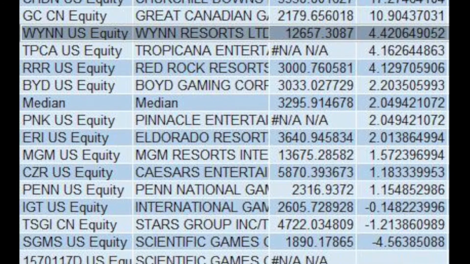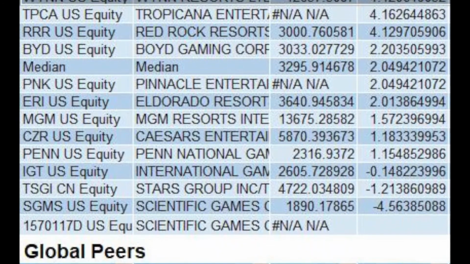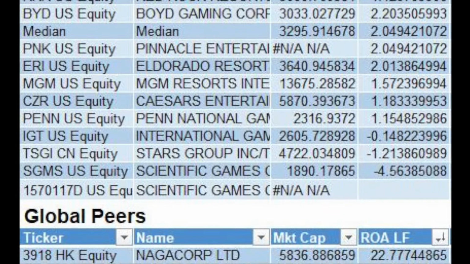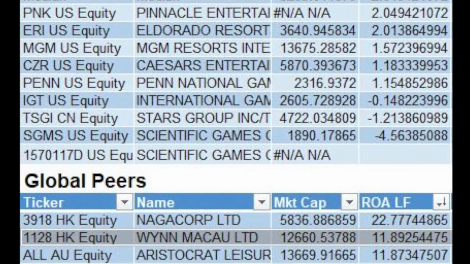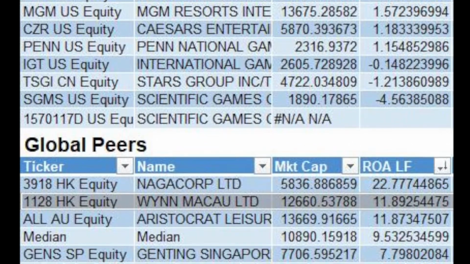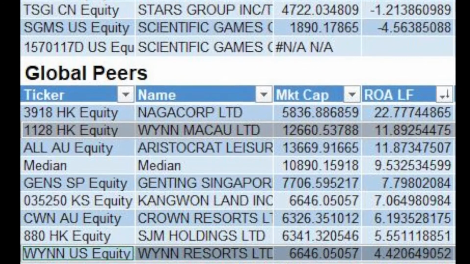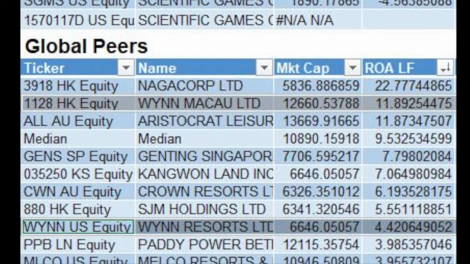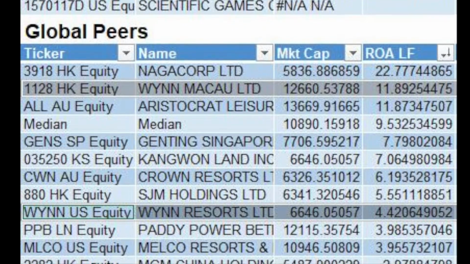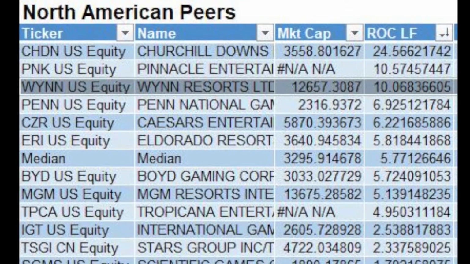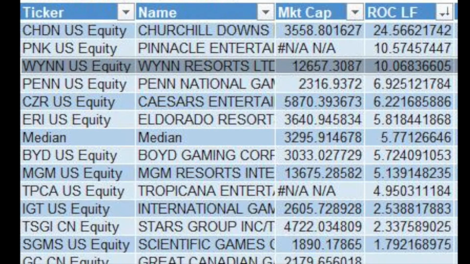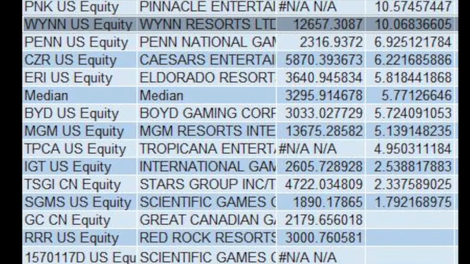Return on assets is an indicator of how profitable a company is relative to its total assets. This ratio gives investors an idea of how efficient management is using its assets to generate earnings. Comparing Wynn Resorts to their North American peers, they have the third highest return on assets. Against global peers, Wynn Macau has the second highest return on assets, while Wynn Resorts falls just below the sample median.